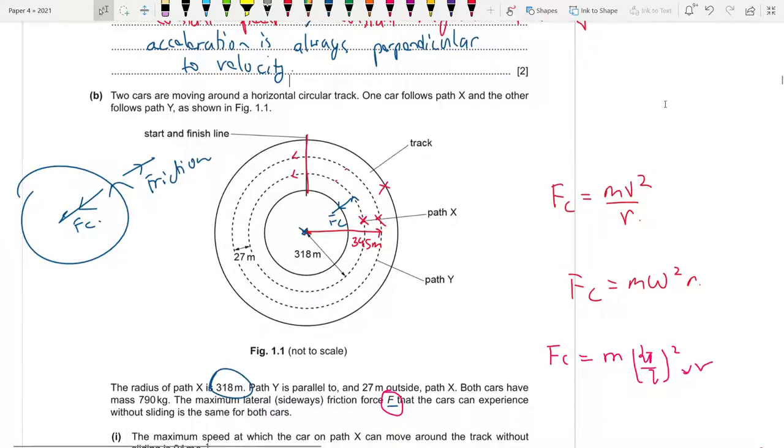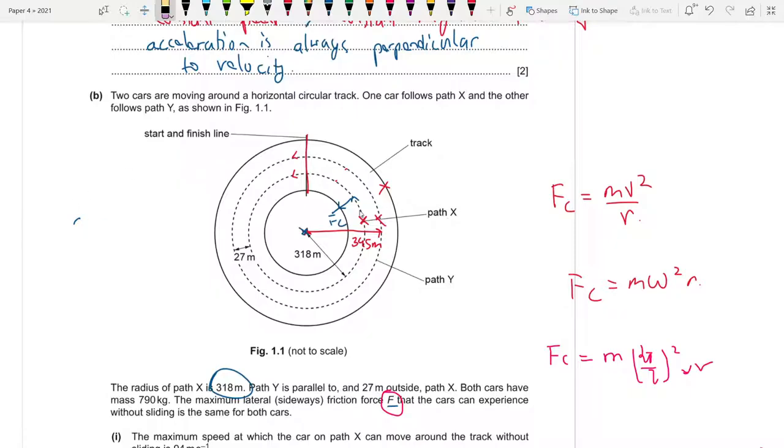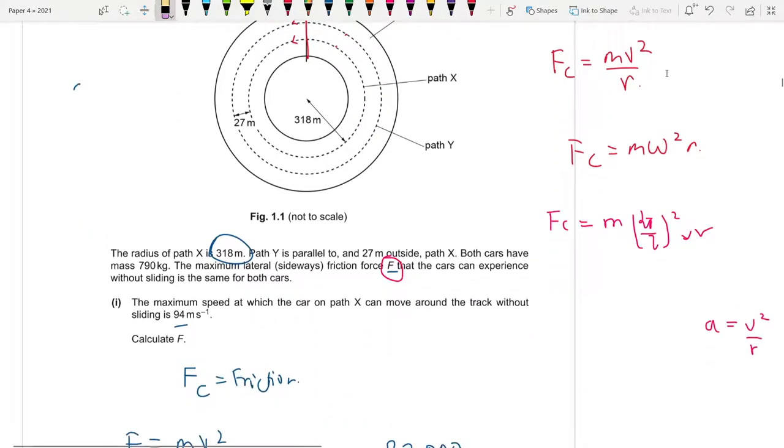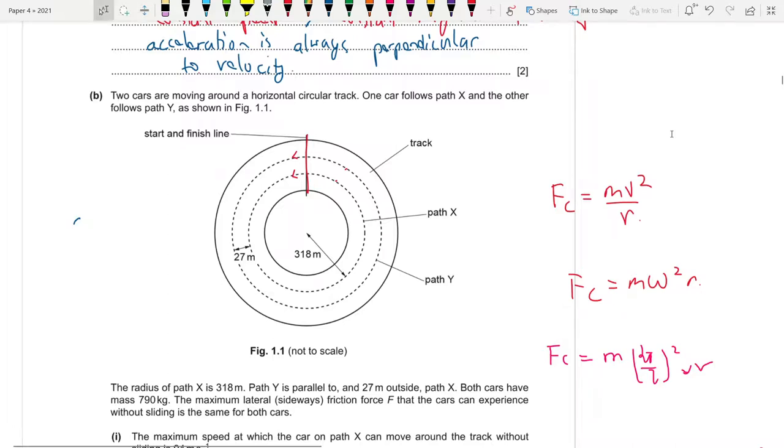Two cars are moving around a horizontal circular track. One car follows path X and the other follows path Y as shown in figure 1.1. This is the start and finish line. So one of them will follow X, the other will follow Y. Now the radius of path X is 318 meters, path Y is parallel to and 27 meters outside path X. Okay, so what's the radius of path Y actually? It's 318 plus 27, which is 345. So basically the radius of path Y is 345 meters.